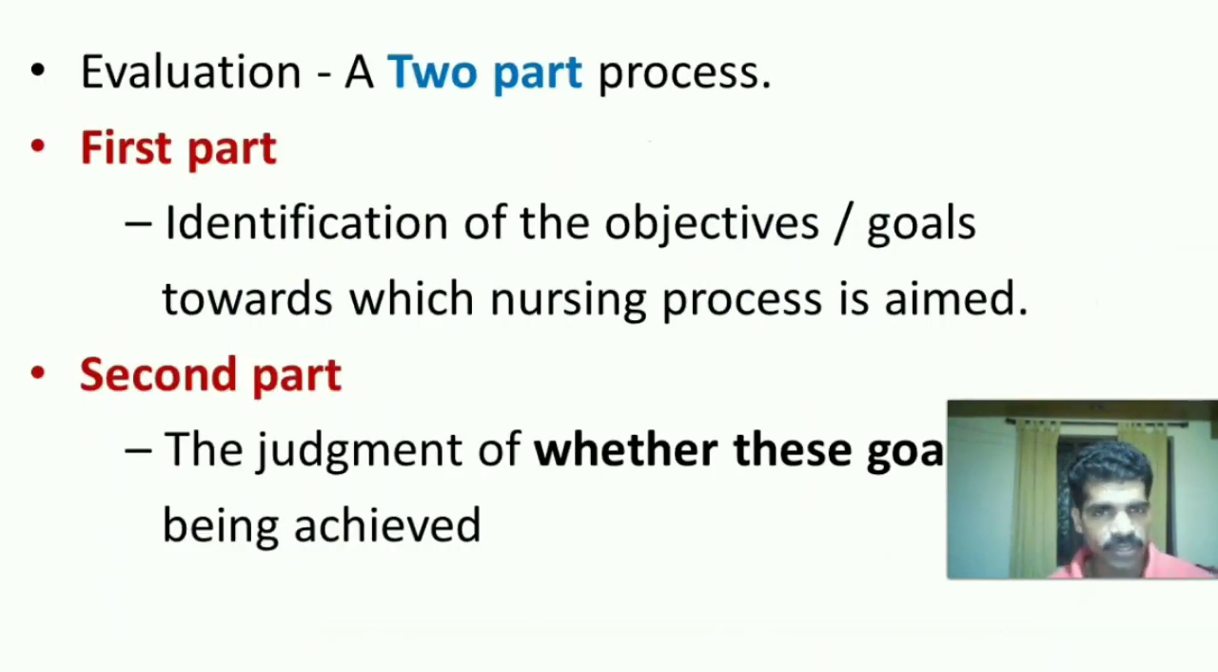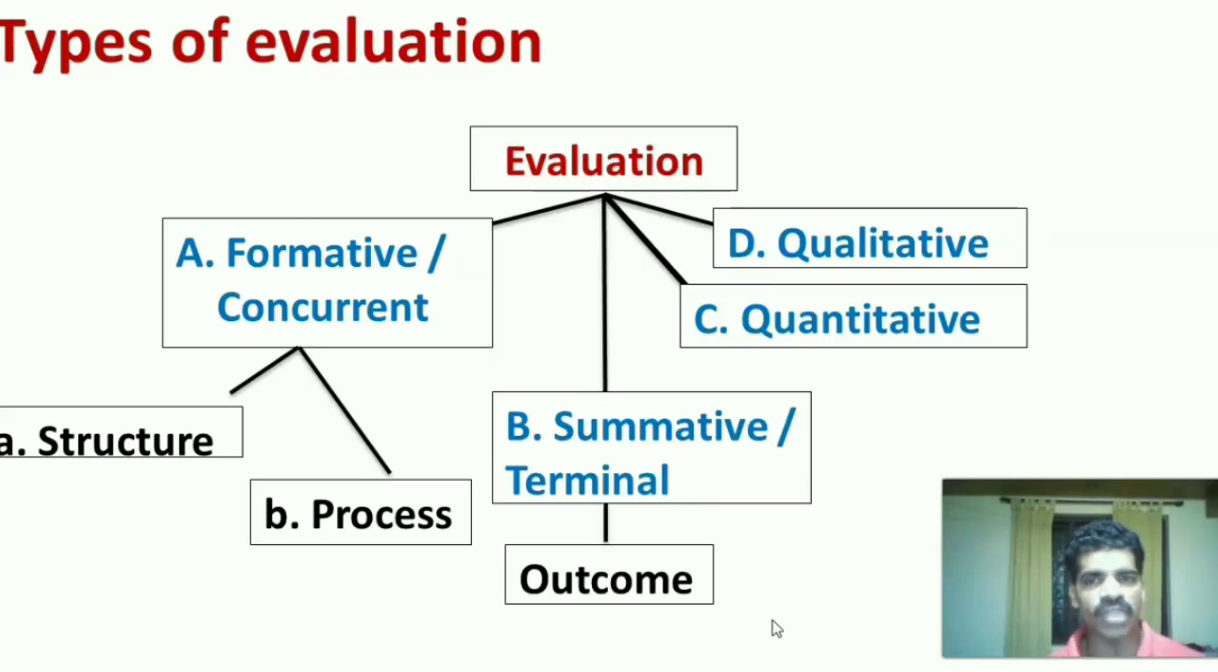Evaluation has got two parts. So it is a two-part process. First part is identification of the objectives or goals towards which the nursing process is aimed. The second part is the judgment of whether these goals are being achieved or not. The types or forms of evaluation. There are mainly four forms or types of evaluation: formative or concurrent evaluation, summative or terminal evaluation, quantitative and qualitative evaluation. Formative or concurrent evaluation includes structure evaluation and process evaluation. Summative or terminal evaluation includes outcome evaluation.